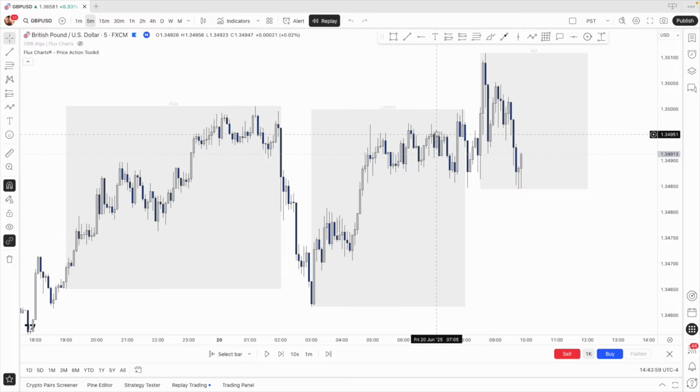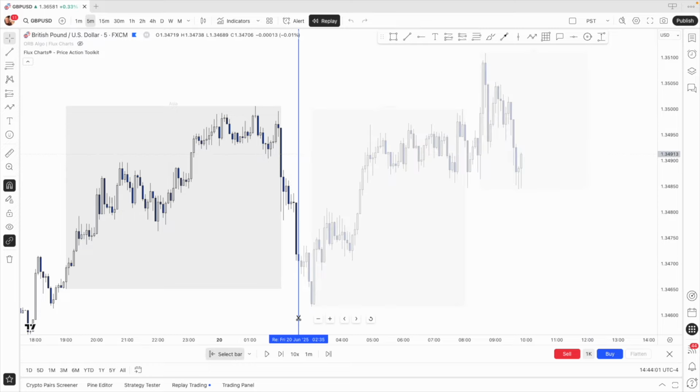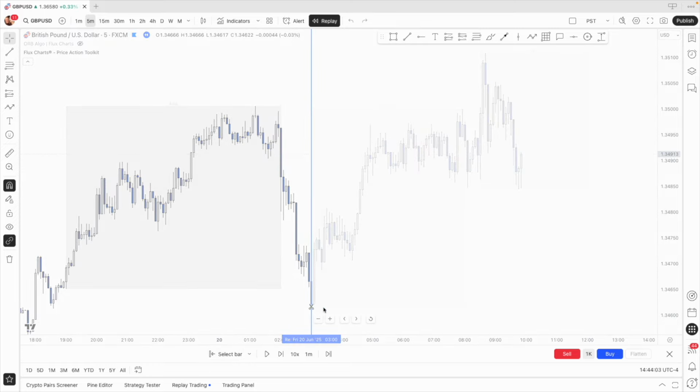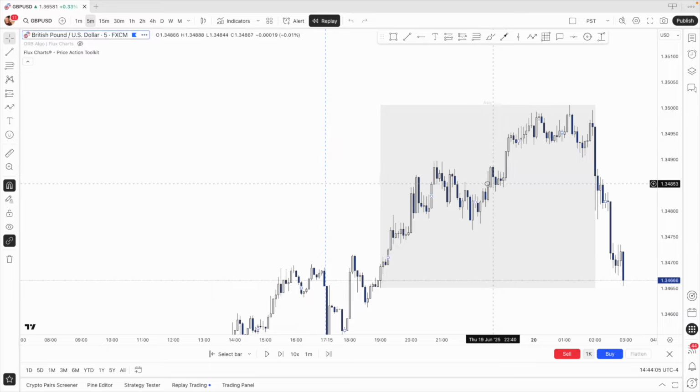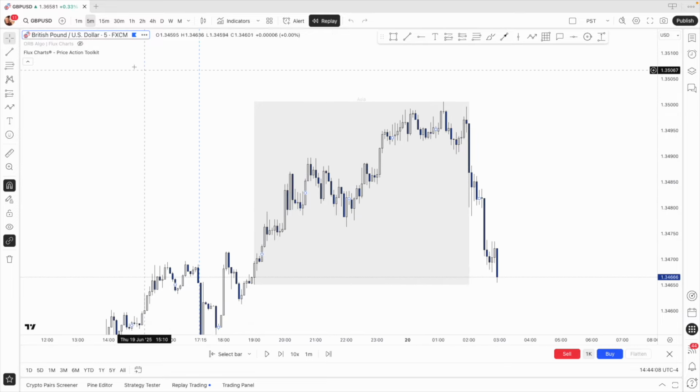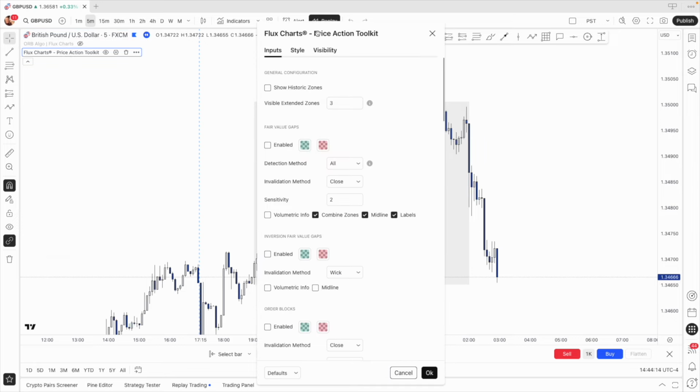So I'm going to press rewind. I'm going to rewind a little bit so we can take section for section. So the indicator that I'm using for the sessions and that I'm going to use for the inverse fair value gaps is the Flux Charts price action toolkit.